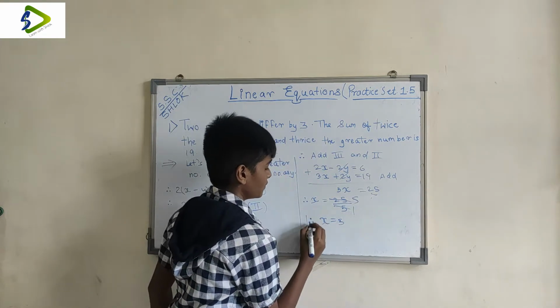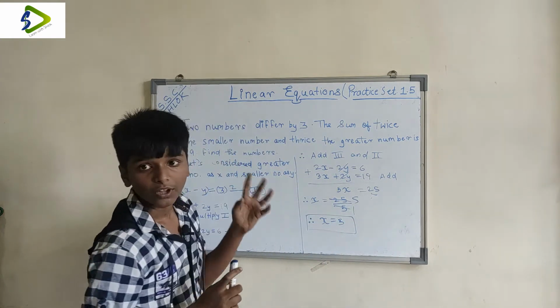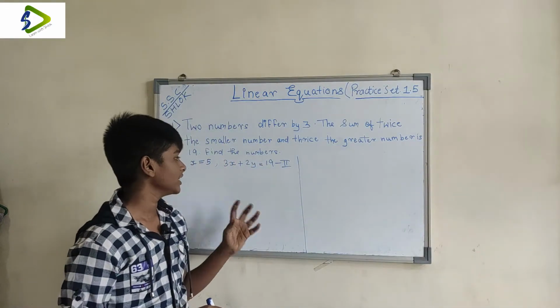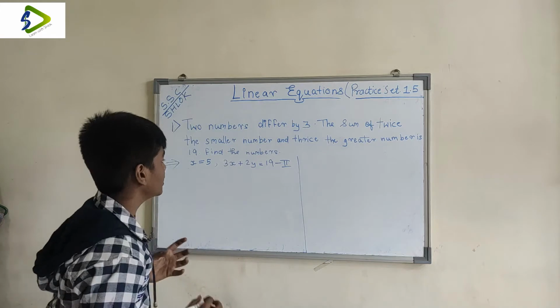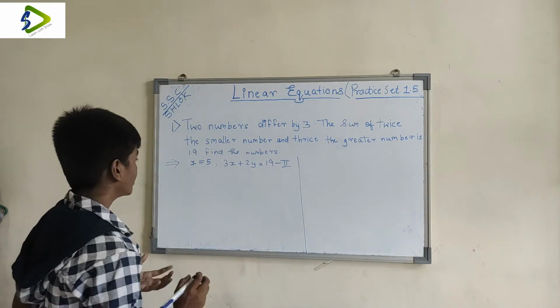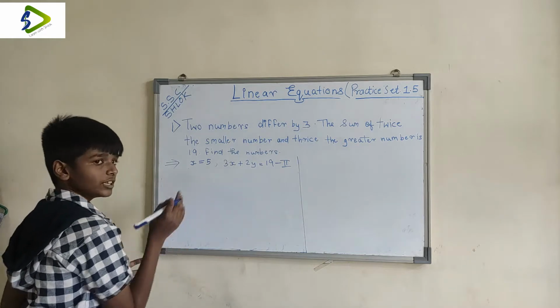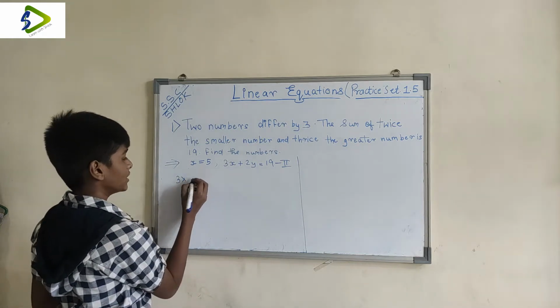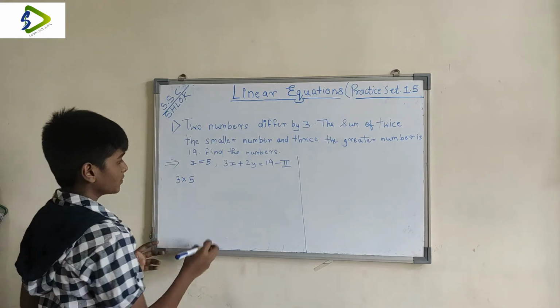Now that we have found the value of x, we can find the value of y. I am taking the second equation now, but you can take any equation you want. The second equation was 3x, so instead of writing 3x, we write 3 times the value of x, which is 5. So 3 times 5.